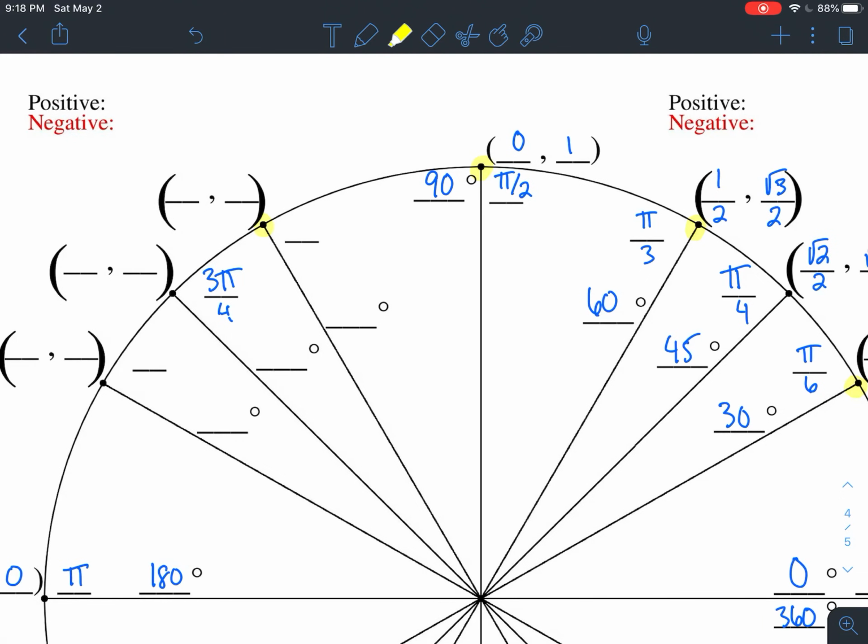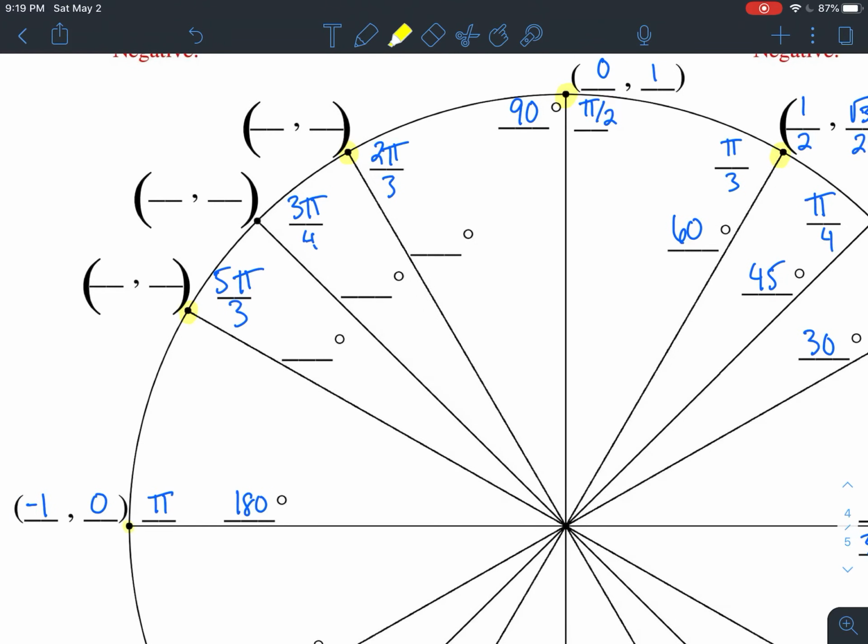This one would be, what would we just say? 3 pi over 6. So this would be 4 pi over 6, which reduces to 2 pi over 3. My next 30 degrees, which would be right here, would end up being 5 pi over 6, which does not reduce.